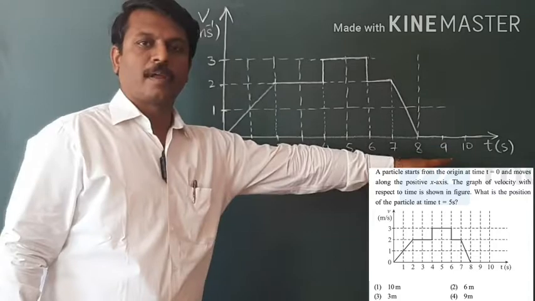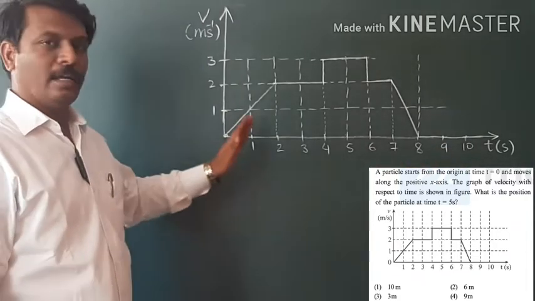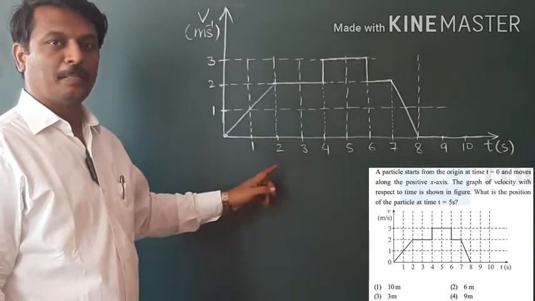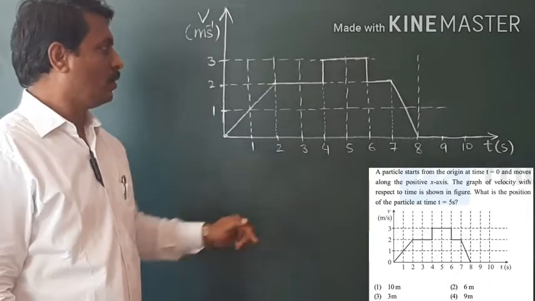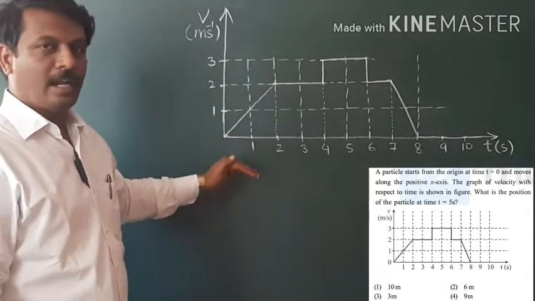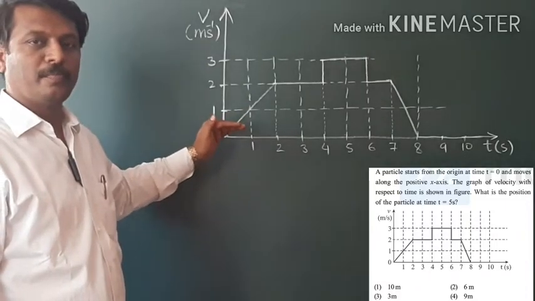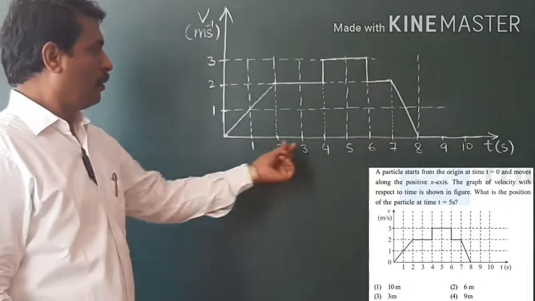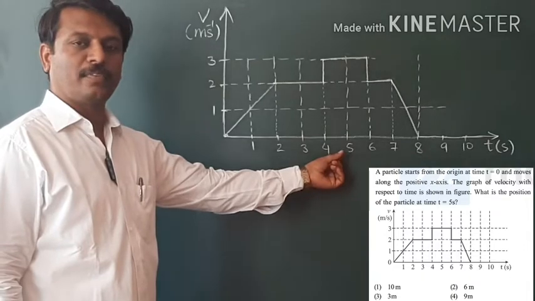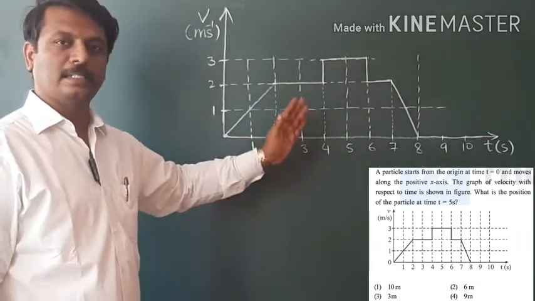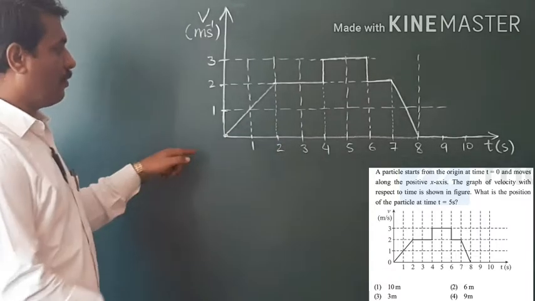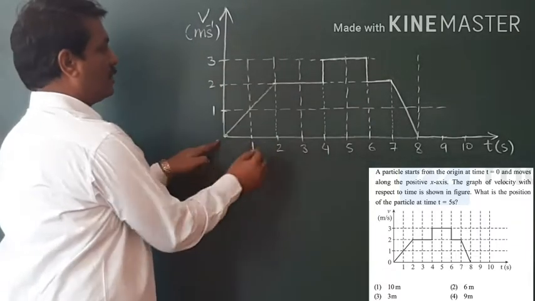Here velocity time graph is given and we have to find the position of the particle at t equal to 5 seconds. You know that the area under velocity time graph gives you the distance traveled. We have to find position at t equal to 5 seconds means we have to find distance traveled by the particle in 5 seconds. Therefore, we have to take area of this graph.